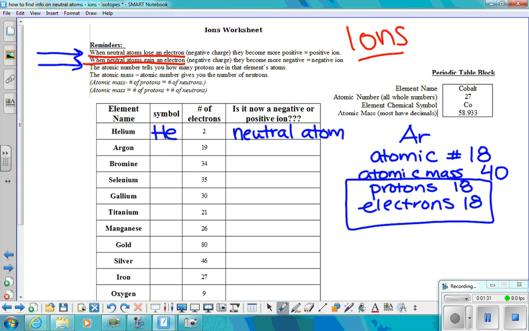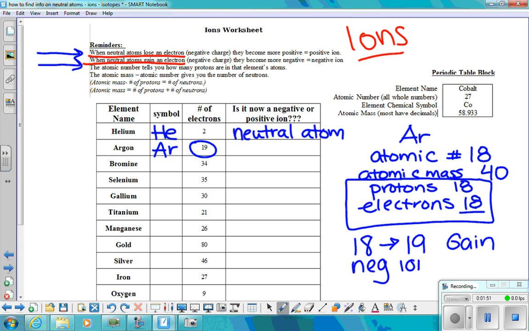Well, in this case, it's telling me I have 19. So if I have 19 now, I went from 18 to 19. Is that a loss or gain? Well, that's a gain. If I've gained more negative charge, I now have a negative ion. Okay? Because we want a balance. If it's a balance, 18 and 18, I have a neutral atom.